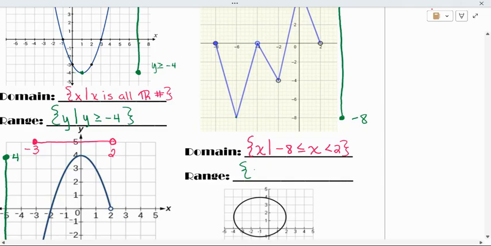You think you can write the inequality and set notation for us? Y such that -8 is less than or equal to y is less than or equal to 6. Perfect. Good job.